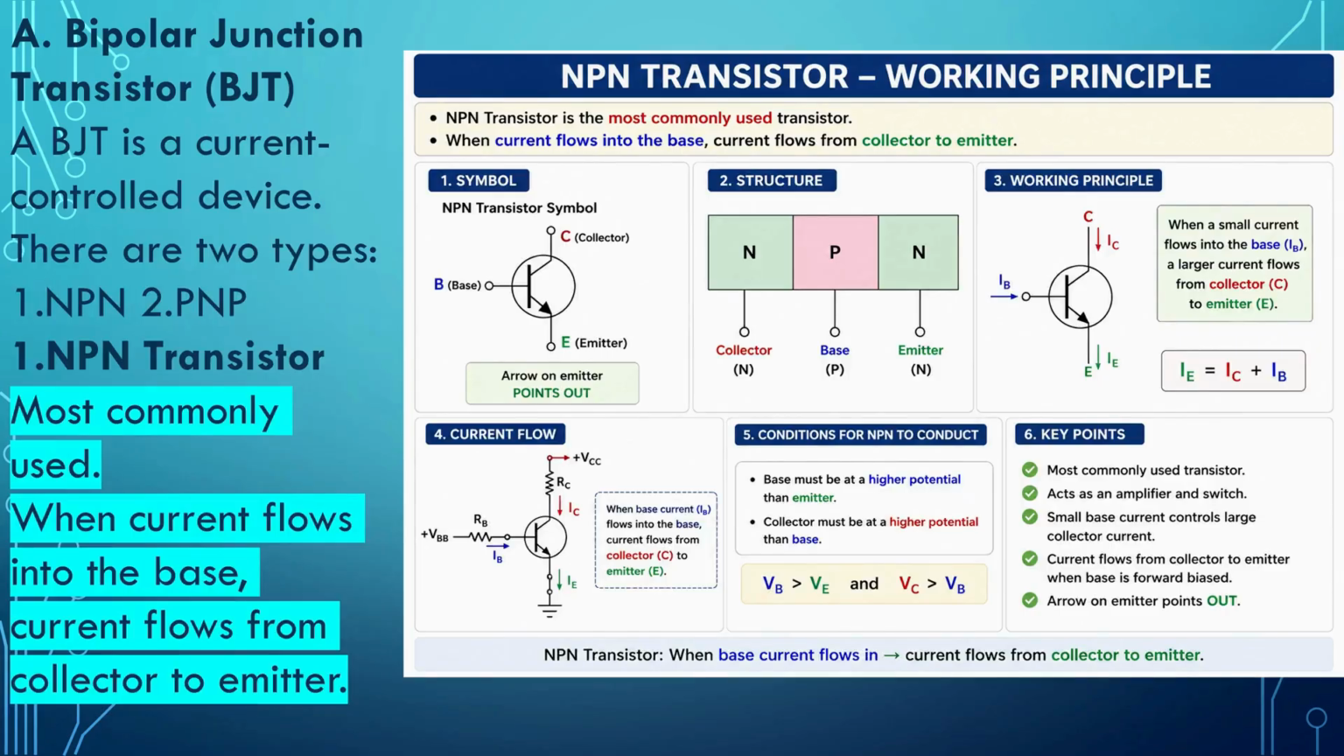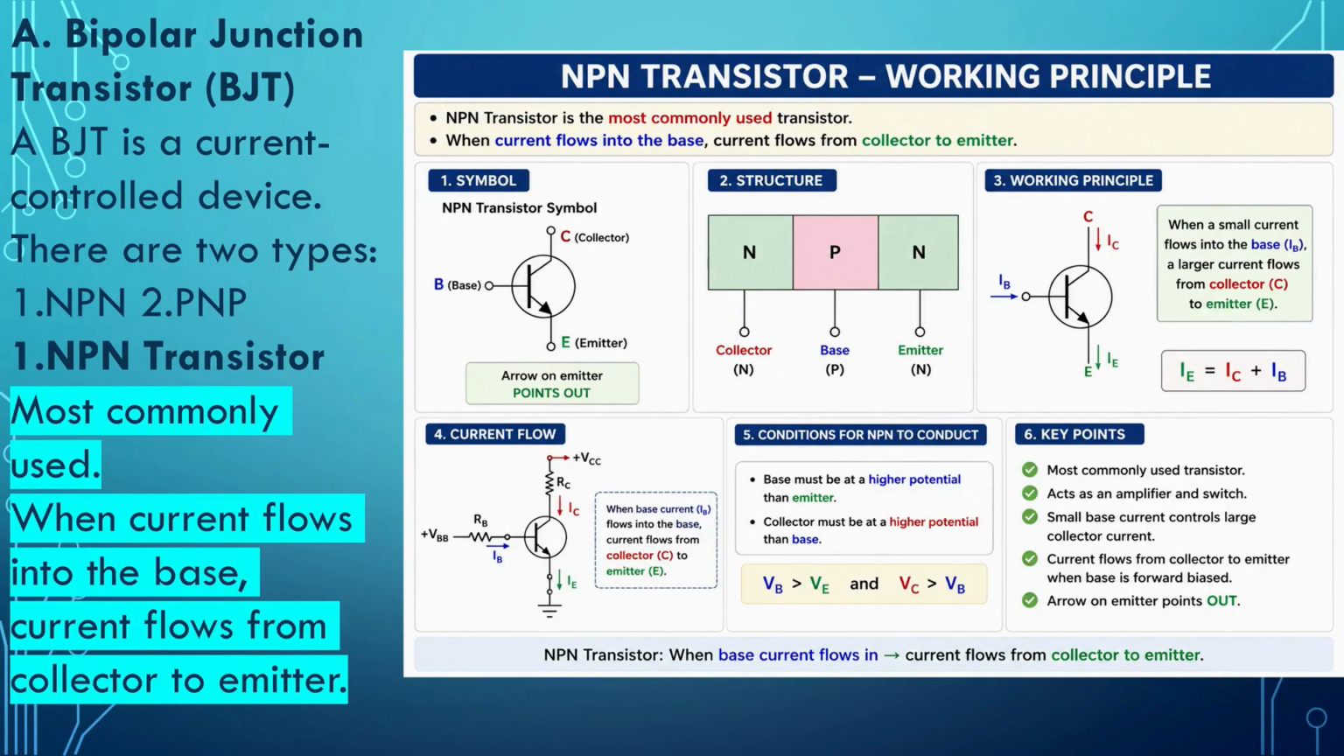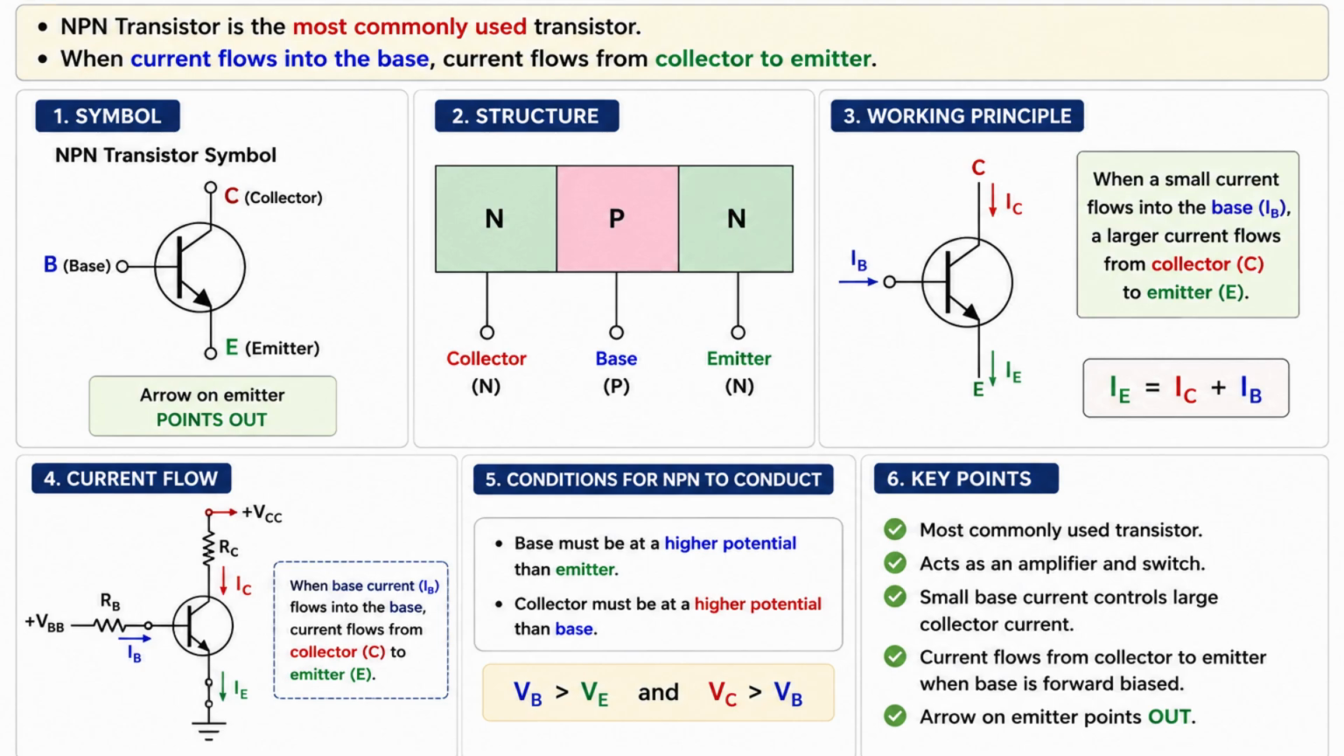Let's dive deeper into the most commonly used transistor type, the NPN transistor. Structurally, it consists of a thin layer of P-type semiconductor sandwiched between two layers of N-type semiconductor, forming the collector, base, and emitter. The core working principle is simple. When a small current flows into the base, it triggers a much larger current to flow from the collector to the emitter. In fact, the total emitter current equals the collector current plus the base current.